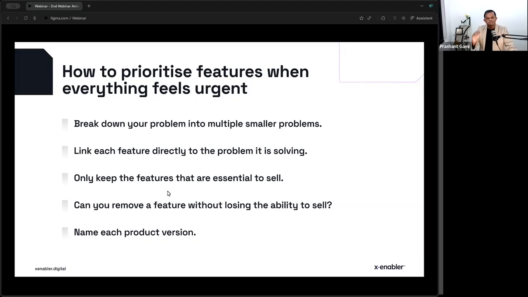Can you remove a feature without losing the ability to sell? This determines if it is a must feature. If you take out that feature and nobody will buy, then that feature needs to be in version 1. Everything else can be postponed. All right. And name each version of your product. I'll give you a very good example of that.